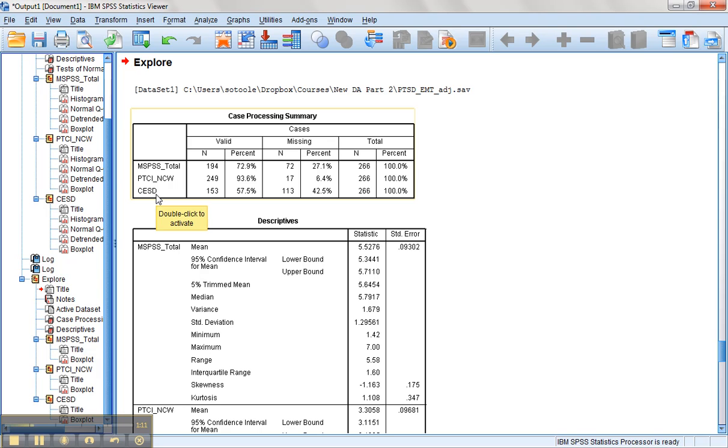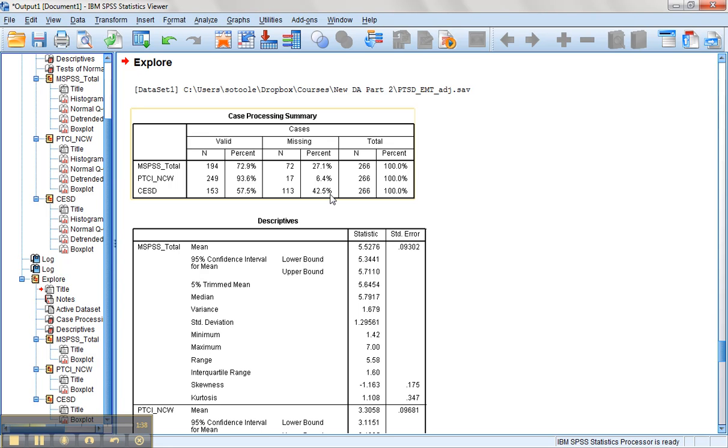The CESD, on the other hand, is abysmal. 42.5% of the cases are missing on the CESD. A lot of people, almost half of our participants, did not fill out the CESD, or at least didn't fill it out enough that we actually have a total score for them. Given that, I would most likely drop that variable from the analysis unless it was the most critical variable you had, and I would look at that variable separately.